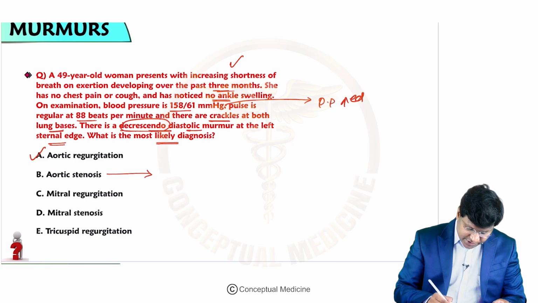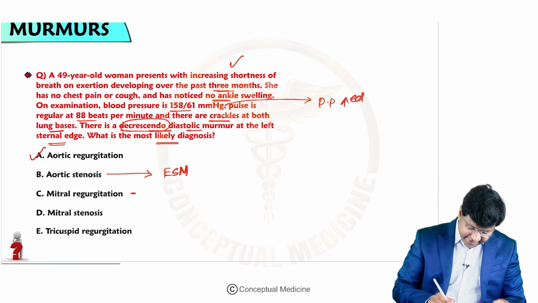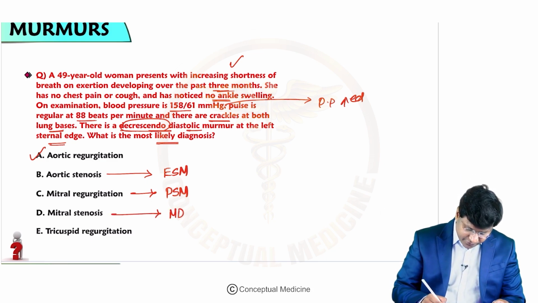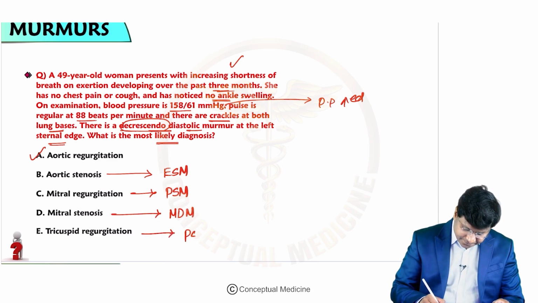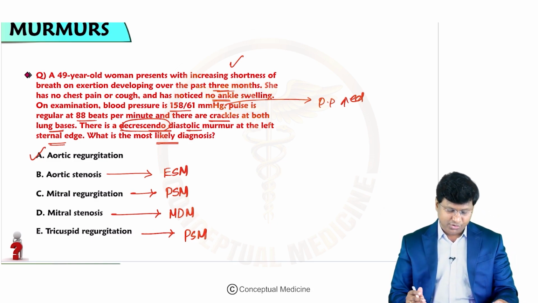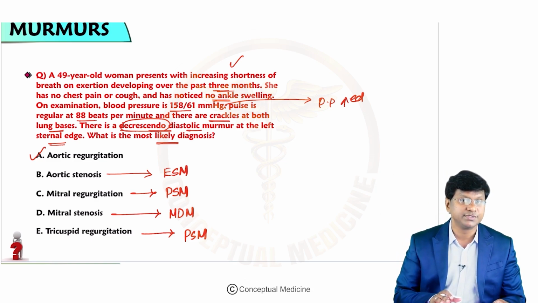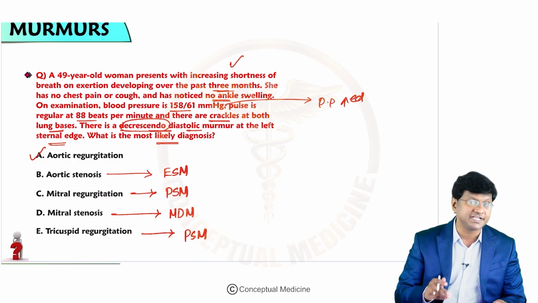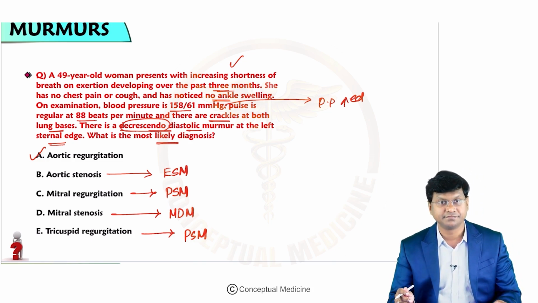Whereas in aortic stenosis, you have the presence of a mid-systolic murmur or ejection systolic murmur. In mitral regurgitation, you have the pansystolic murmur. In patients with mitral stenosis, you have the mid-diastolic murmur. And in tricuspid regurgitation, it is the pansystolic murmur. Okay. So this is about the various murmurs in different clinical conditions, and the clinical scenario which has been given to you is that of aortic regurgitation.